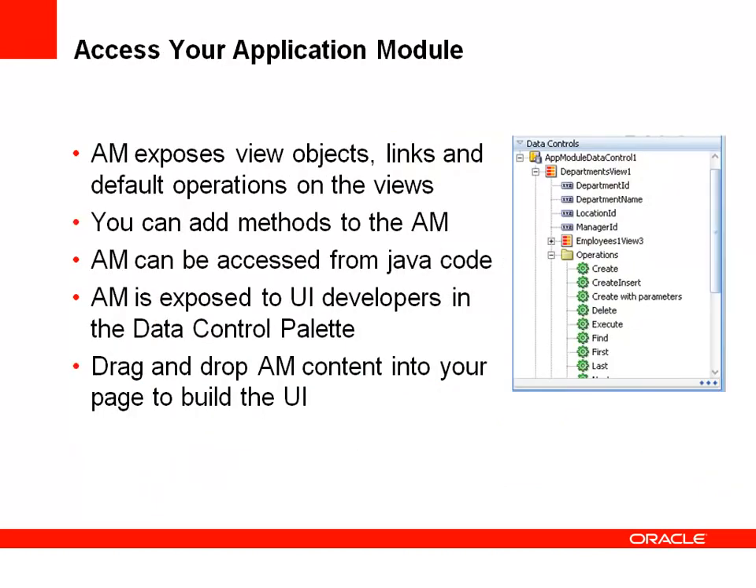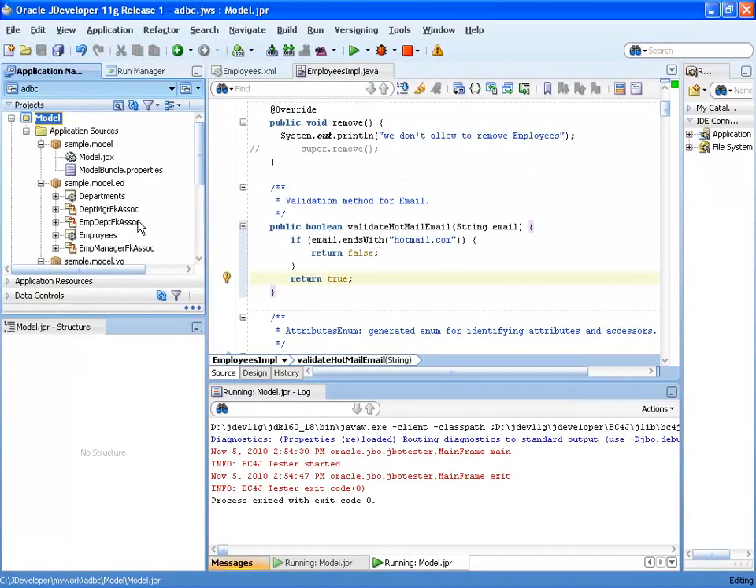So once you have completed creating your business service layer, how do people access it? Well, they access it through the application module. The application module exposes a set of view objects, basically your data model along with the links, and any specific operations that you coded at the application module level. Let me show you an example of how you can write some code at the application module level.